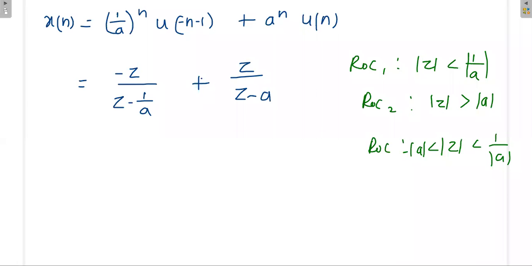Divide both the numerator and denominator with respect to z. So minus 1 divided by 1 minus A inverse z inverse. Here 1 by 1 minus A z inverse.